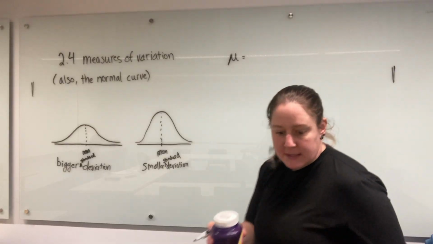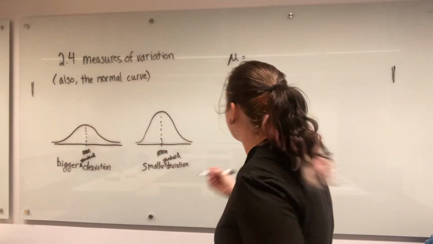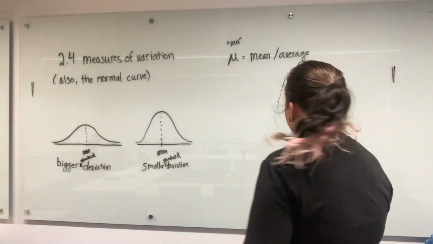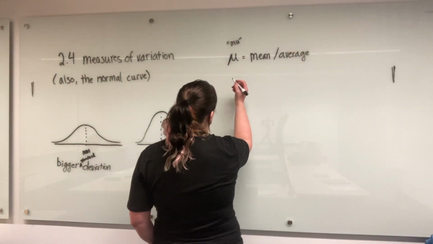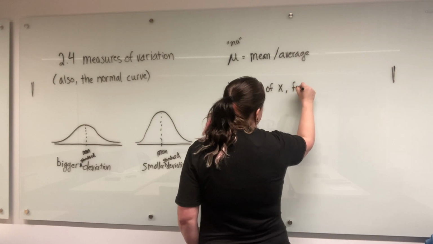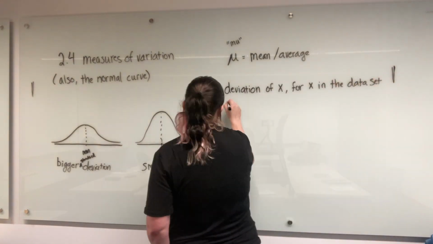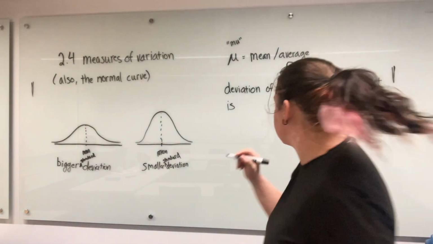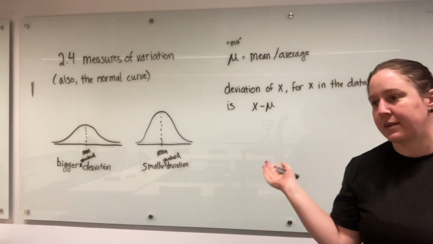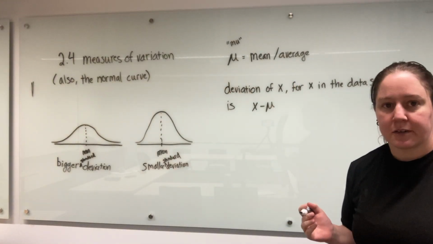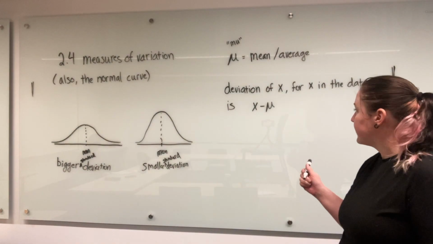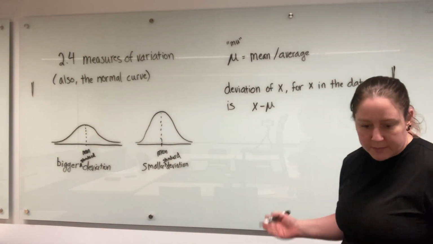So mu is our mean, our average. The deviation of some data point x, for some x in the data set, is just calculated by x minus mu. So this is something that can be positive or negative. You have to make sure we get the correct order there. So that's our deviation. It's just how far we are from the average.